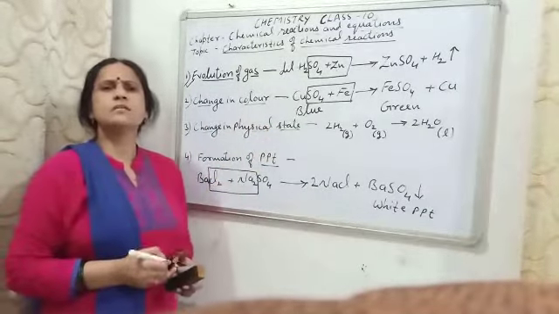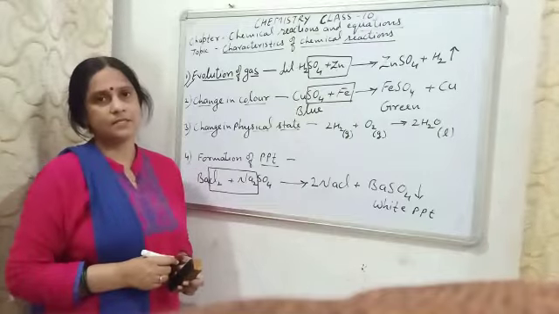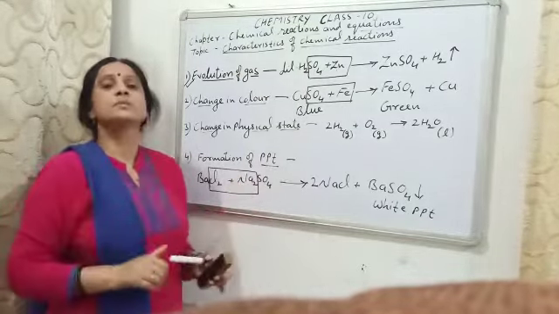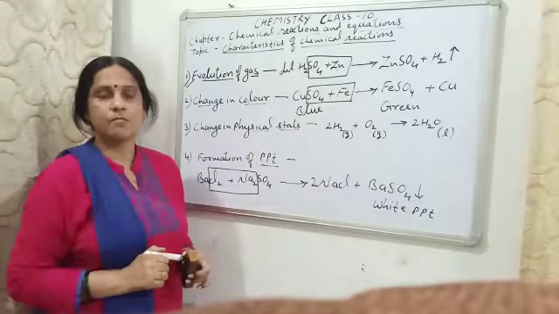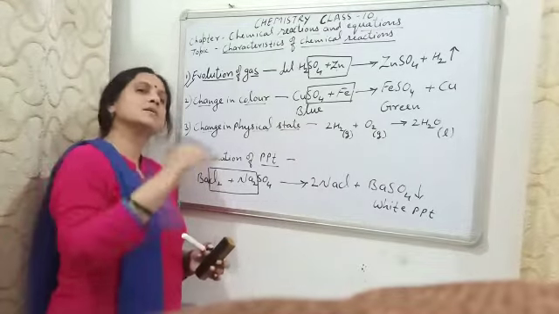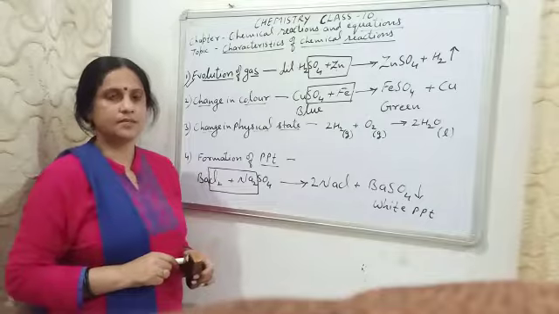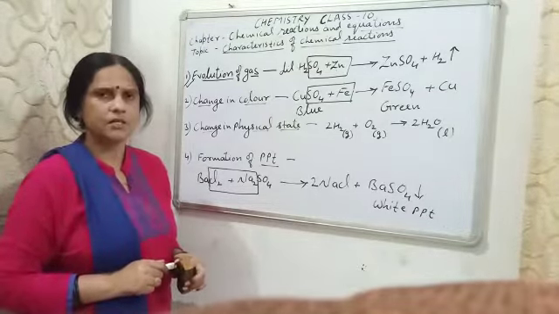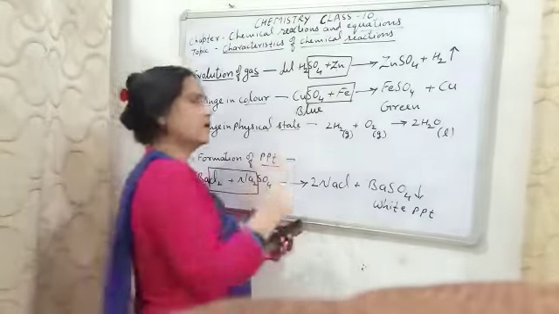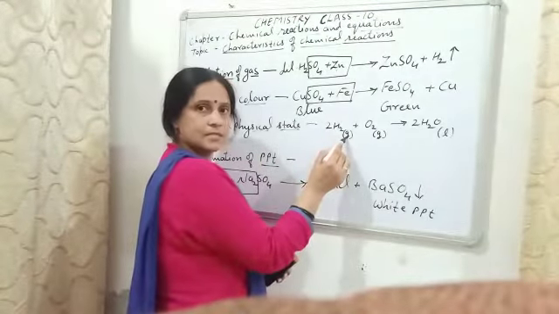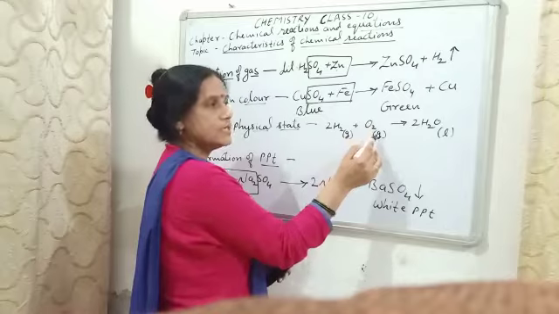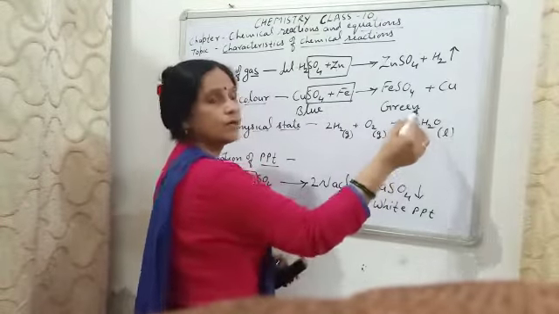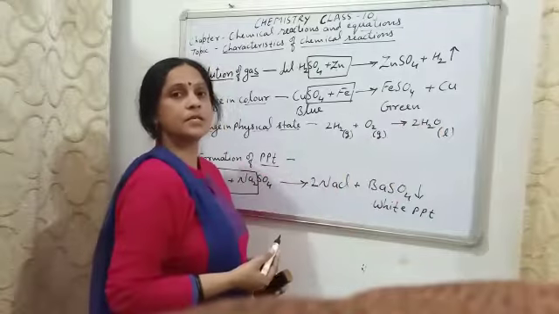Physical state means solid, liquid, gas. When we mix two or more substances with each other and there is some change in physical state, that is also considered a chemical reaction. For example, hydrogen gas reacts with oxygen gas to form a molecule of water. Water is in liquid state.